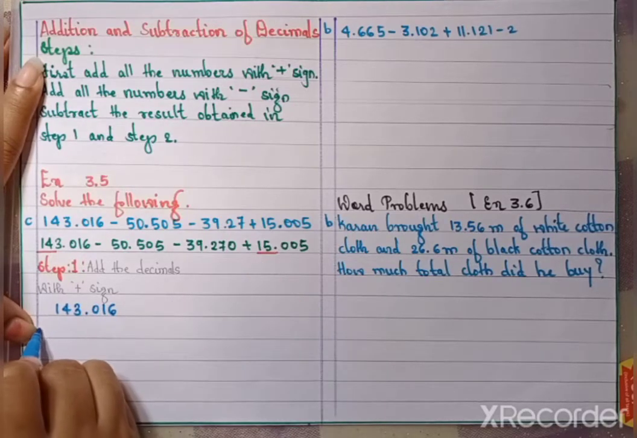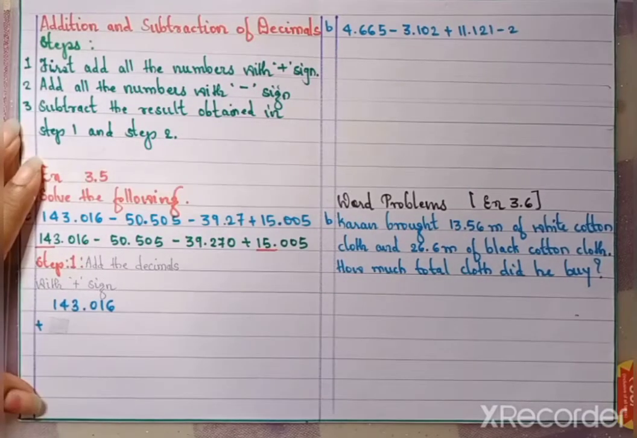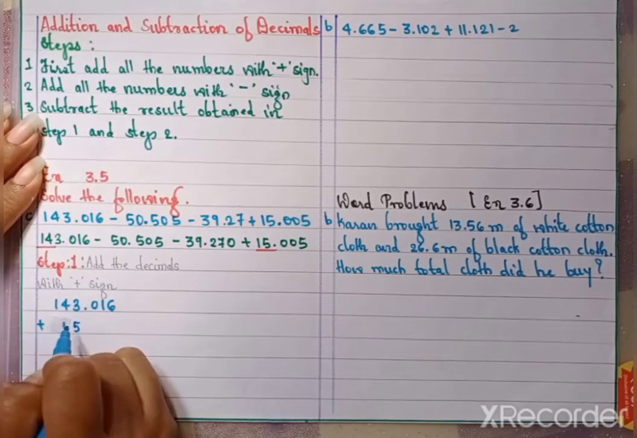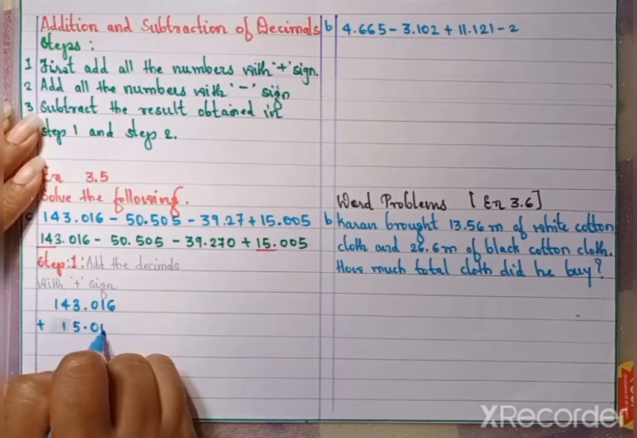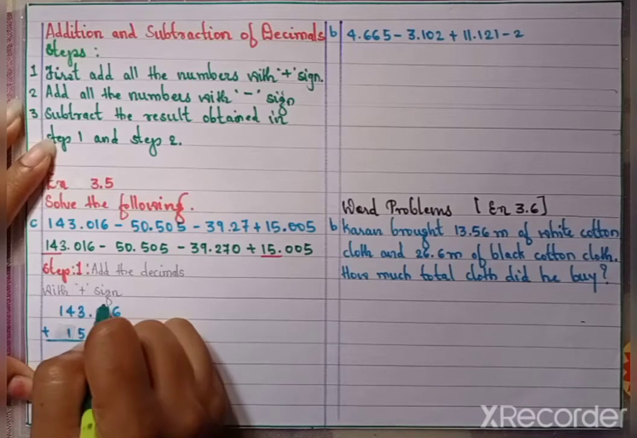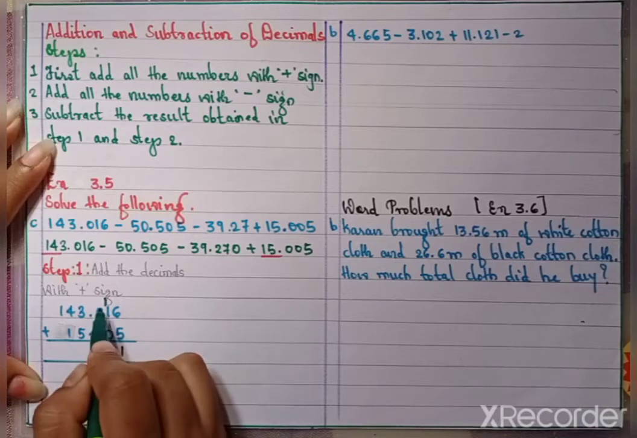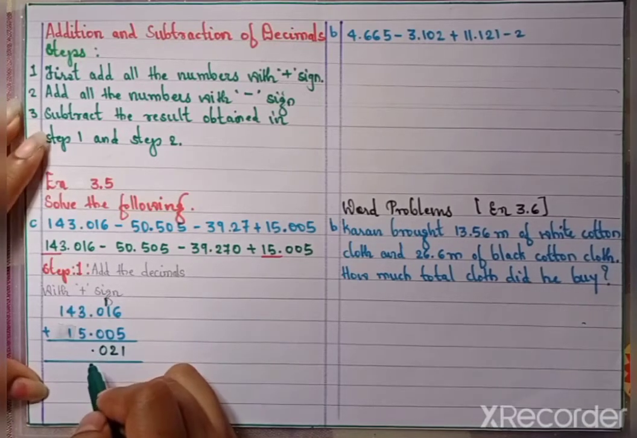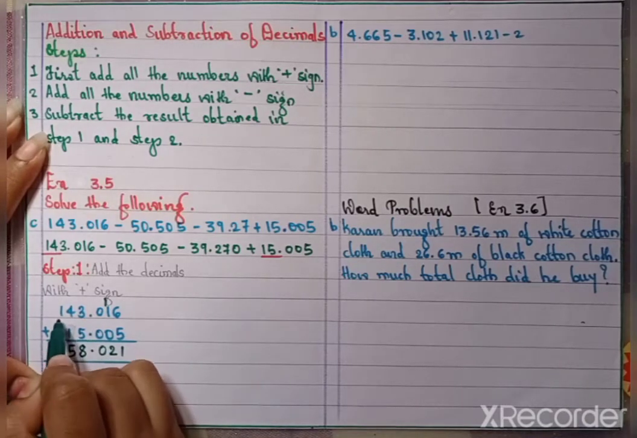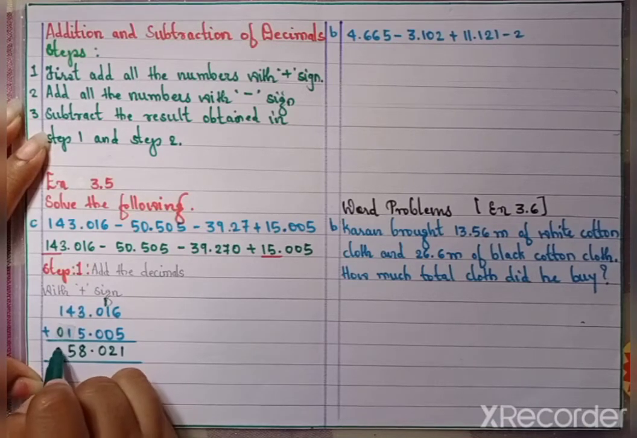143.016 plus 15.005. So 5 at 1's place, 1 at 10's place, 0.005. 6 plus 5 is 11. 1 here, 1 carry. 1 plus 1 is 2, plus 0 is 2. 0 plus 0 is 0. Put the decimal point. 5 plus 3 is 8. 4 plus 1 is 5. And here at hundreds place there is no digit. So write 0. 1 plus 0 is 1.